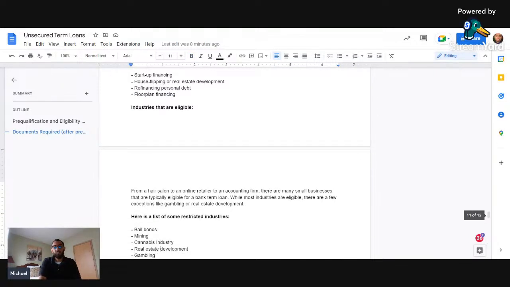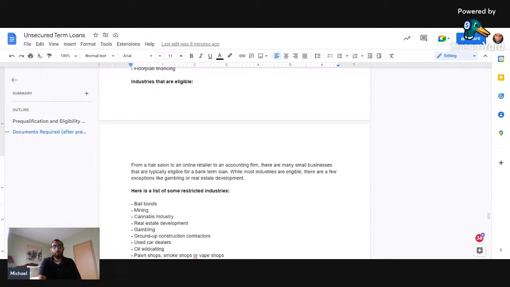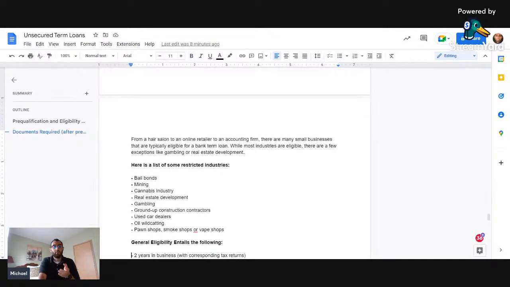Eligible industries: hair salon to online retailers to accounting firms. There are so many small businesses that are typically eligible for a bank term loan. There's a lot of them. These are just the limited ones. While most are eligible, there are a few exceptions like gambling or real estate development. There's more of a list. I'll kind of just have you take a look at it while we're looking right here.